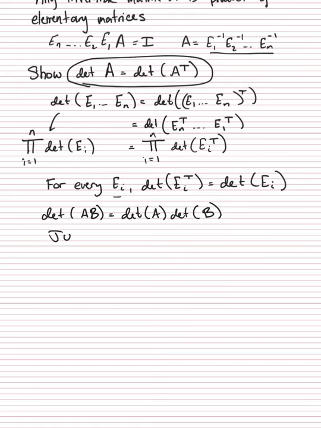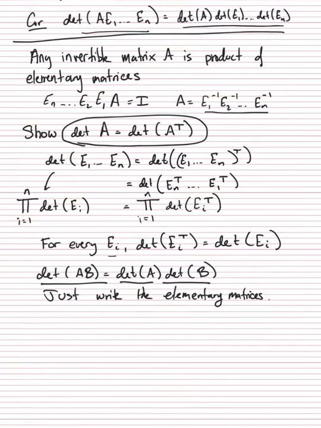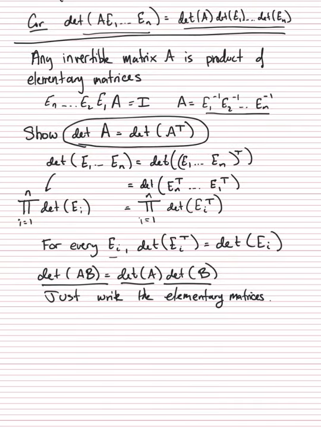Well, just write down the elementary matrices again. So A and B are written as products of elementary matrices. You write them all out, and you have the same exact sequence of matrices, and then you just use this corollary here.